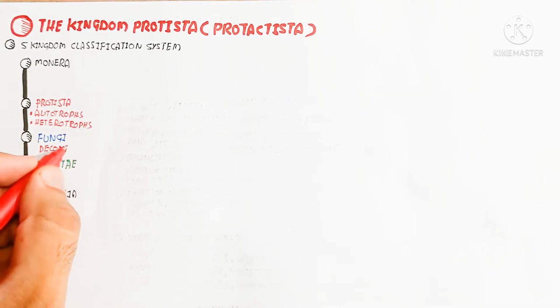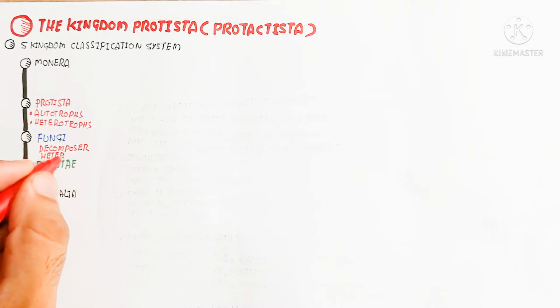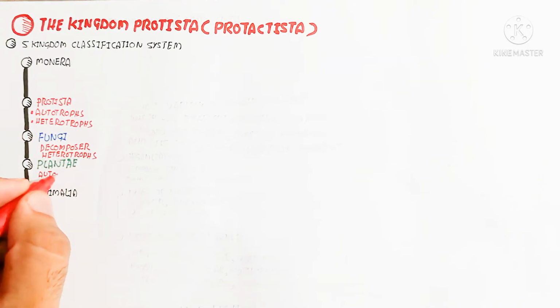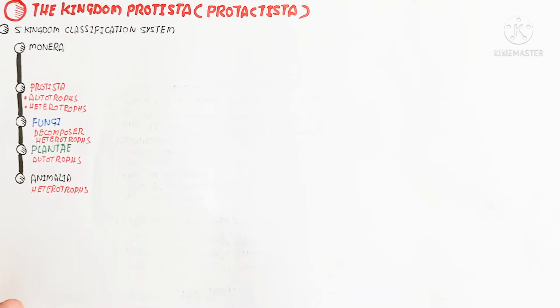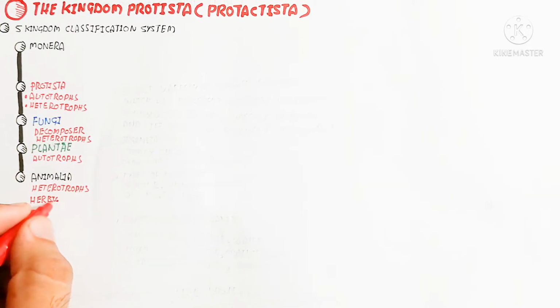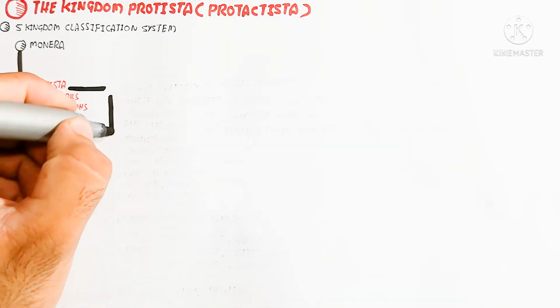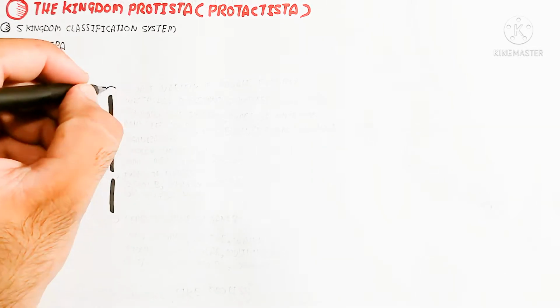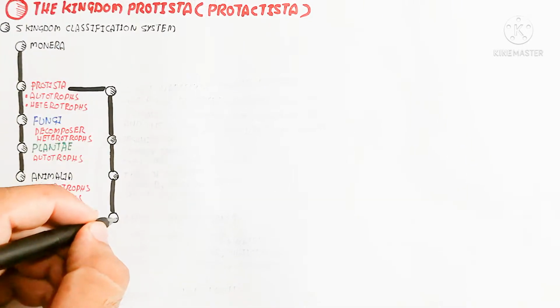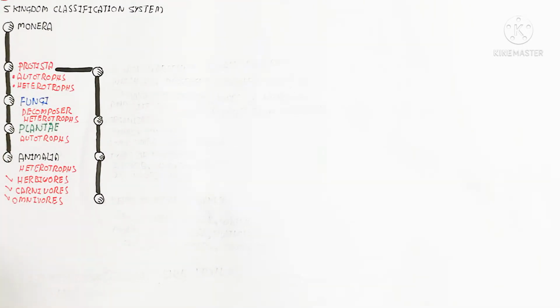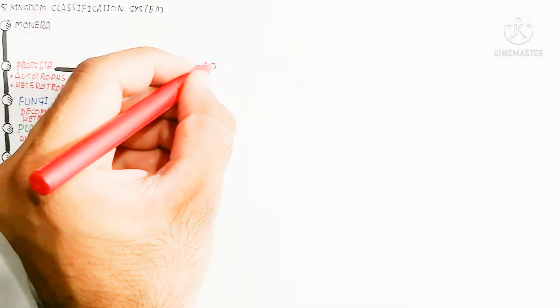First of all, we should understand about the fungi. The decomposers are heterotrophs. Fungi are also multicellular, but Protista are unicellular and eukaryotes, which means they have a true nucleus. On the other hand, Plantae are autotrophs with photosynthetic pigments present, and are multicellular eukaryotes. Animals are heterotrophs, herbivorous, carnivorous, and omnivorous, as well as eukaryotic and multicellular. Let's begin to understand the definition of Protista.